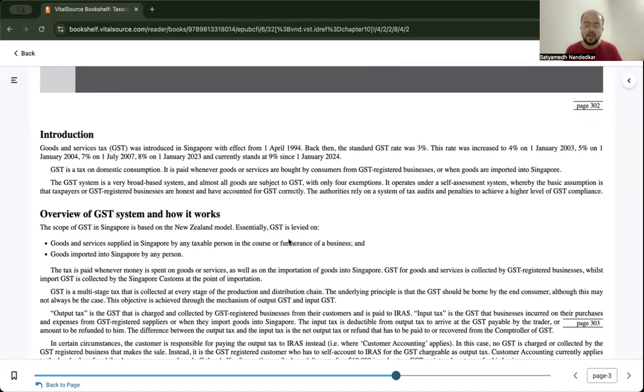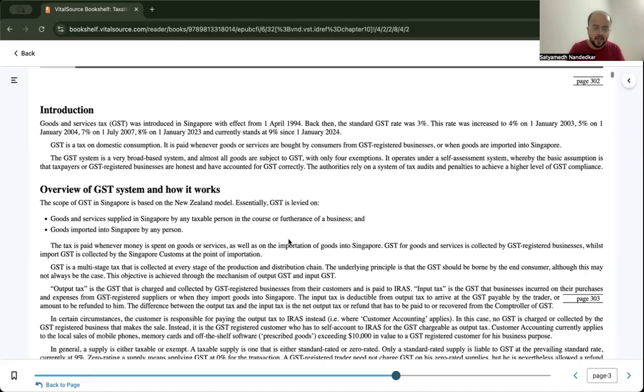It is paid whenever goods and services are bought by consumers from GST registered businesses, or when goods are imported into Singapore. So, for GST to be levied on you, you have to be a GST registered business. If you are not registered, and there are of course certain threshold limits for registration, unless you are registered, you will not be expected to pay the GST.